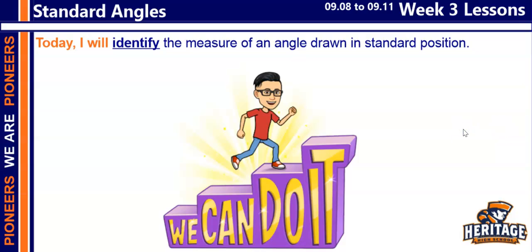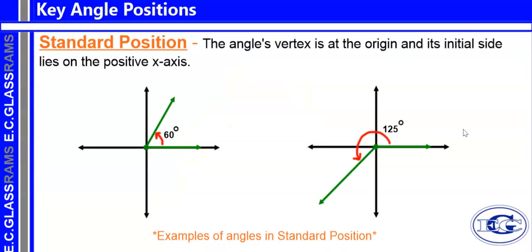Hello one and all! This video will focus primarily on the standard angles, which is an angle drawn in a standard position. The standard position is one of the key angles that you will hear and learn about throughout the entire course. It is where the angle's vertex is at the origin and its initial side lies on the positive x-axis. So I have here two examples, one that's 60 degrees and one in 125 degrees.